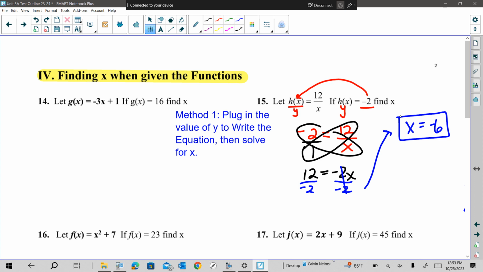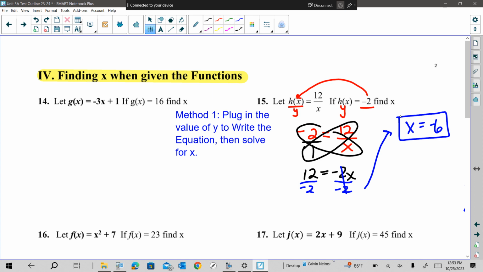If you use the reciprocal and multiply by x over 12, because that's the reciprocal, it's going to cancel both things.